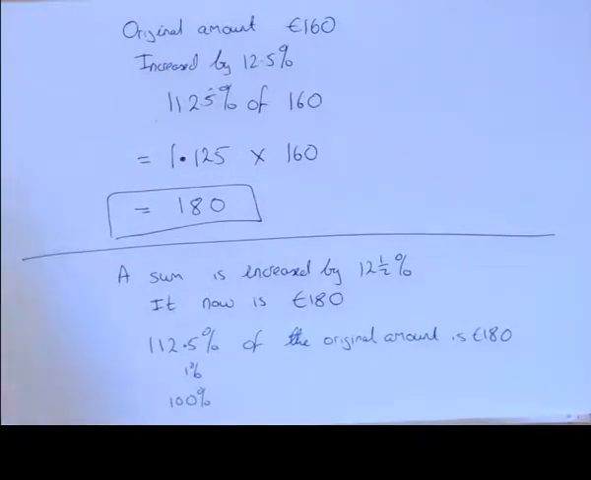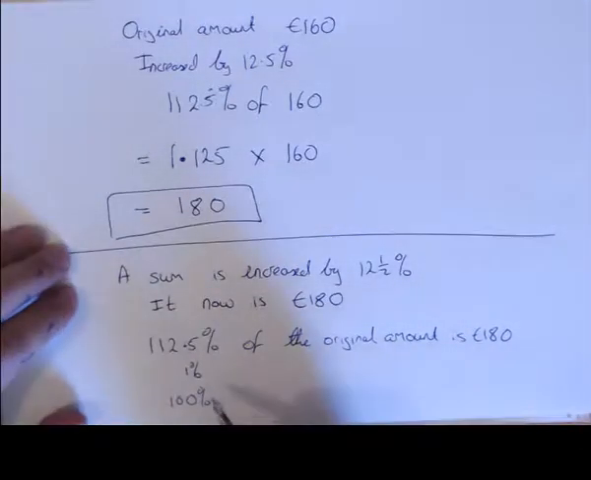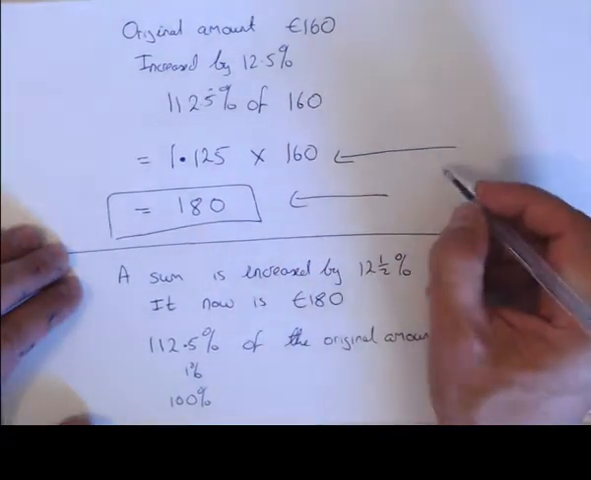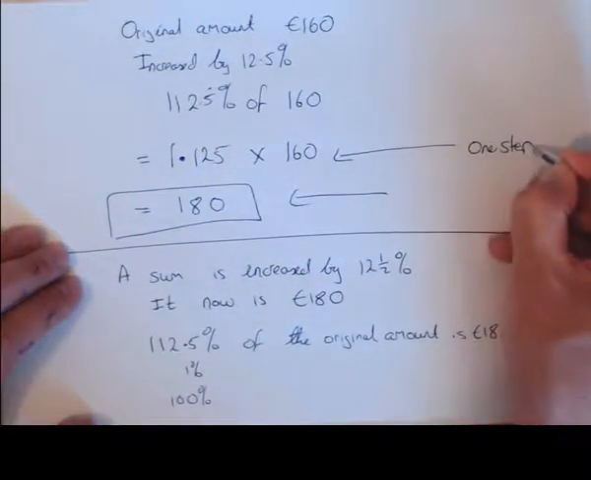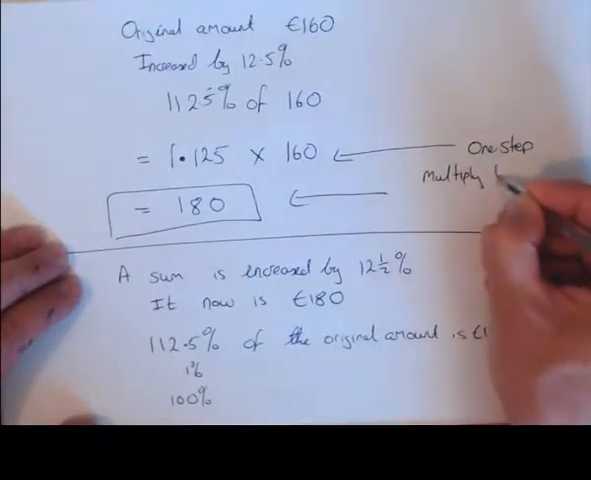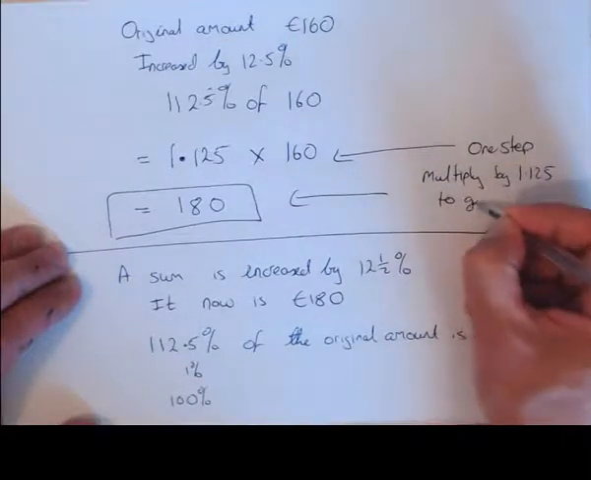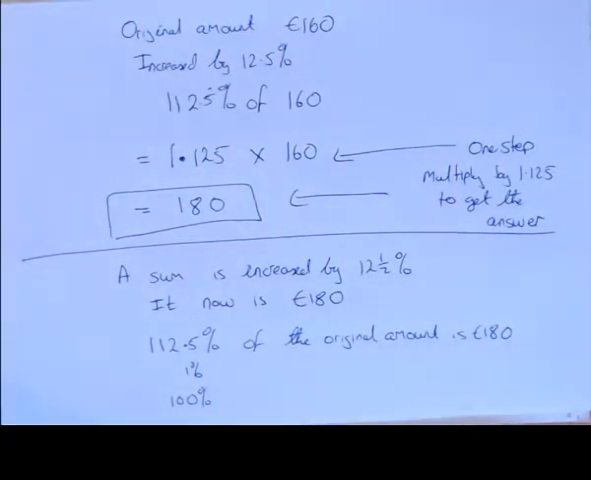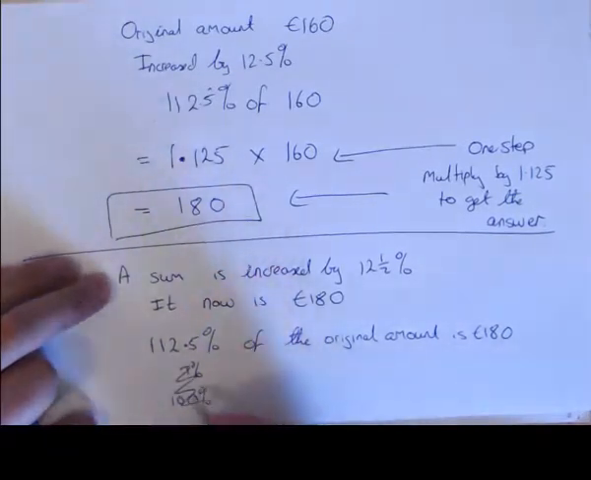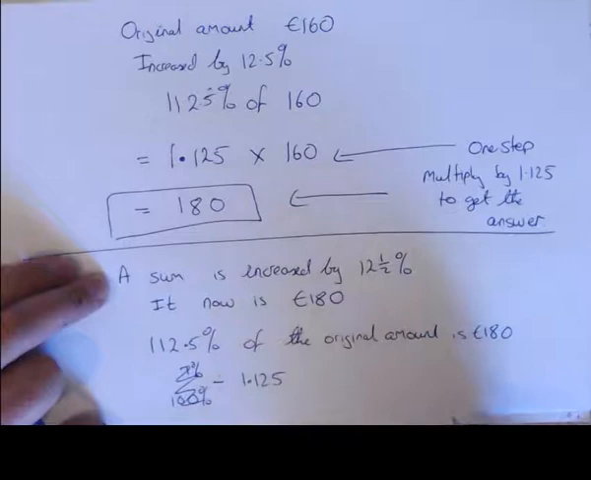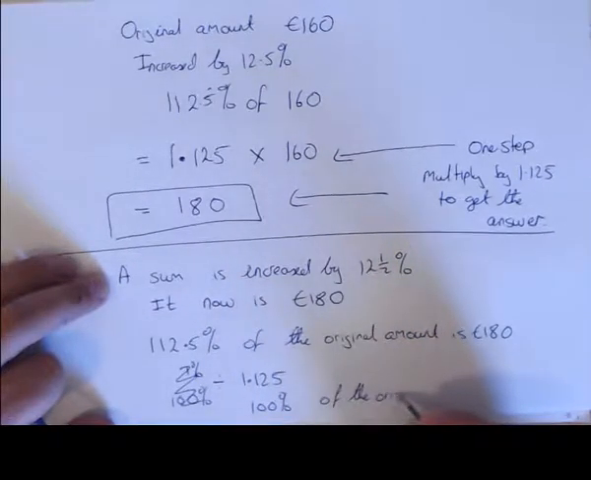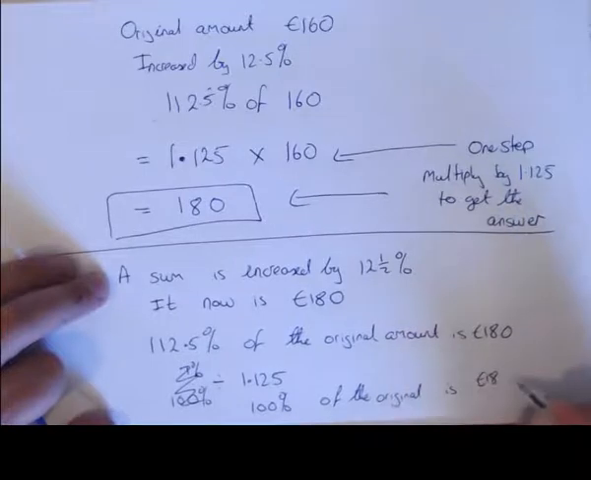The way I'd like you to have a go at this question today is to realize, what did we do here? We multiplied by 1.125 to get the answer. So in one step, multiply by 1.125 to get the answer. And we want to do the reverse of that. So what is the reverse of multiplying by 1.125? The answer is divide by 1.125. And that will give us 100% of the original is 180 divided by 1.125.